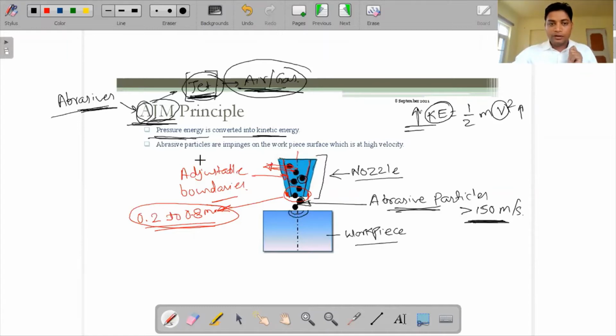Here we have to consider one of the assumptions, there are a lot of assumptions, but this is one of them: the abrasive particles that we are using are generally spherical in nature.